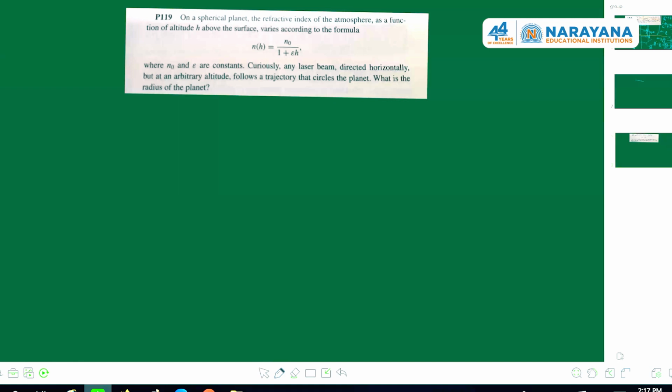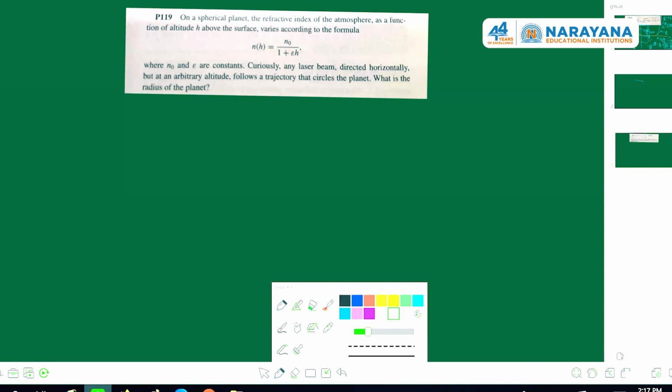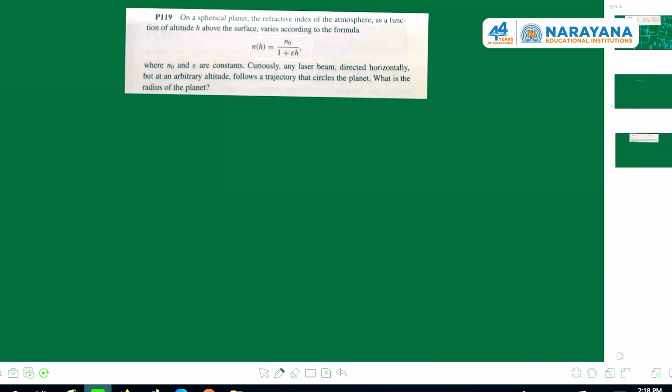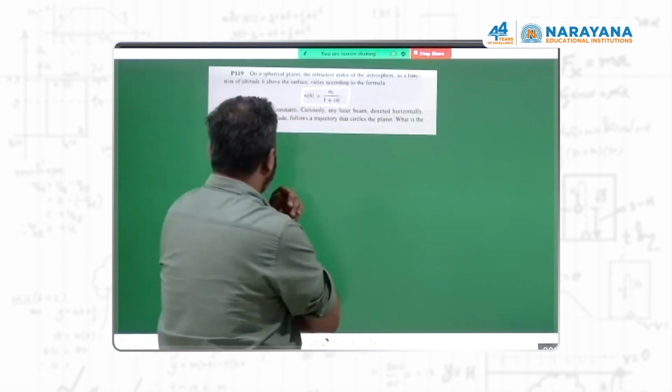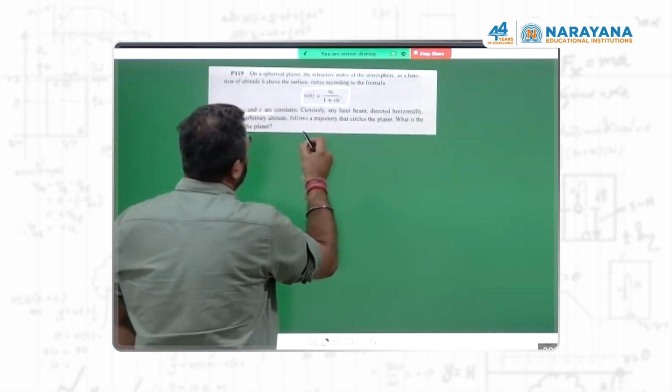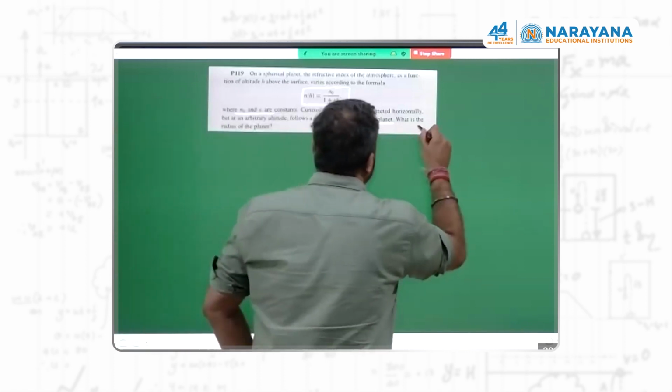On a spherical planet, the refractive index of the atmosphere as a function of altitude h above the surface, that function is given to you. Indirectly it is saying that the refractive index as a function of height is some n naught upon 1 plus epsilon h. Right, this is given. N naught and epsilon are constants. Problem is somewhat like this, that if you hit a horizontal laser beam at an arbitrary altitude, you need to prove, rather, that if that laser beam follows a trajectory that encircles the planet, if this is given to you, then we need to find out the radius of the planet in this case.